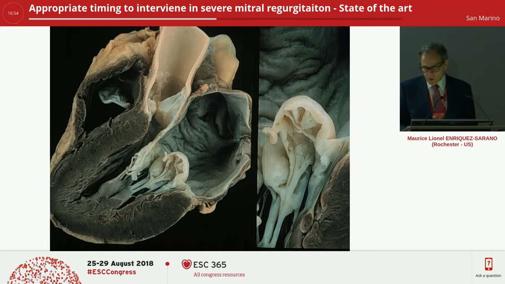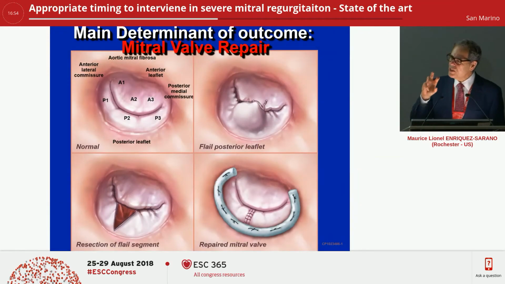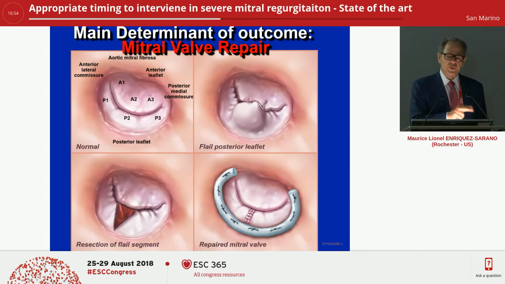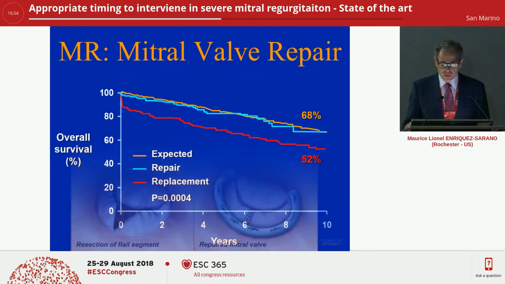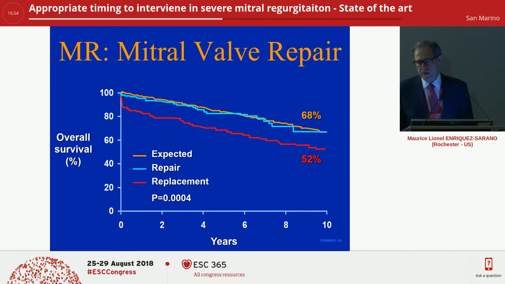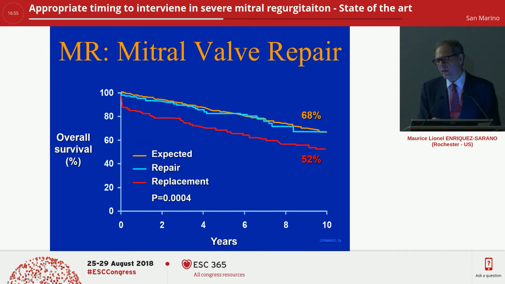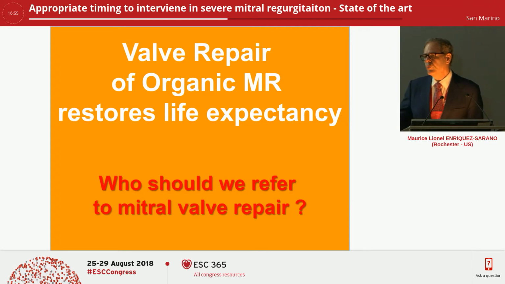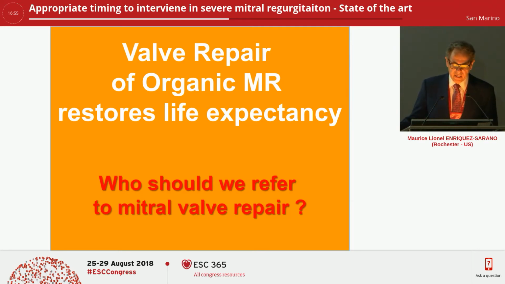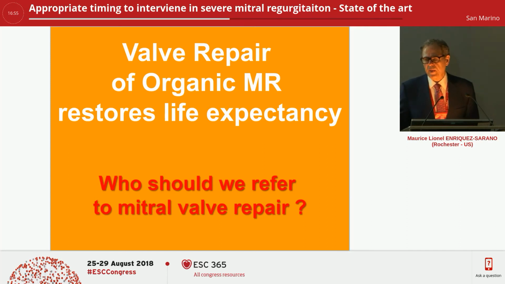Now, what about organic MR? And here is an example of organic MR. The situation is very different. The main determinant of outcome is valve repair. We've seen a flail anatomy, and this is the treatment of a flail leaflet, resection and repair, the standard surgical treatment. And the beauty of valve repair in these patients is that the survival line in blue is better than the red survival, which is valve replacement, and identical to the expected survival. So when you do a valve repair for degenerative MR, for organic MR, we restore life expectancy. And this is an unheard of result.